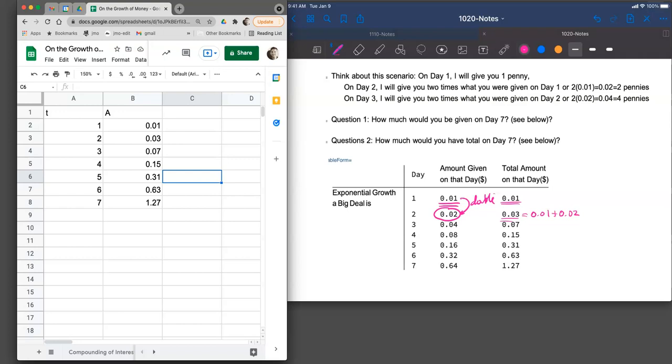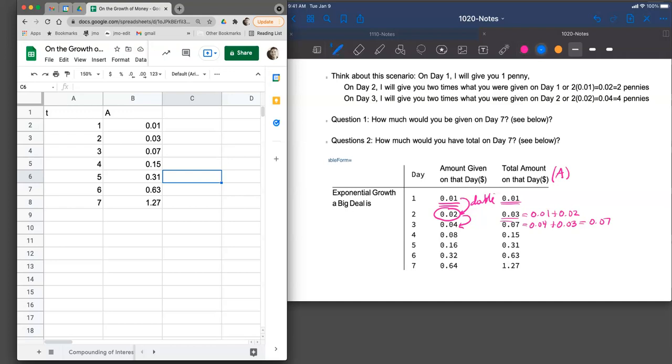This process continues. I'm going to double the money again. Double 2 pennies is 4 pennies, and then the amount of money I have after 3 days, in our A column here, is the 4 pennies that I gave you on day 3 plus how much you had from all the previous days, which is 0.07.